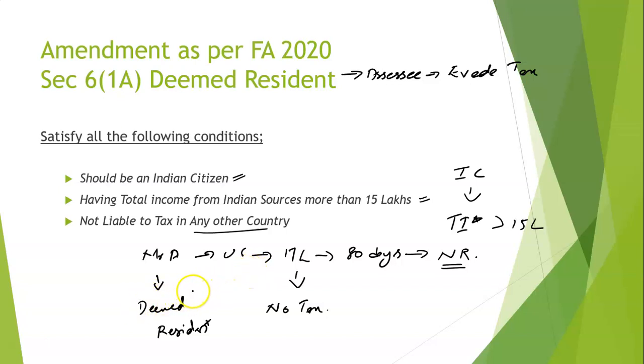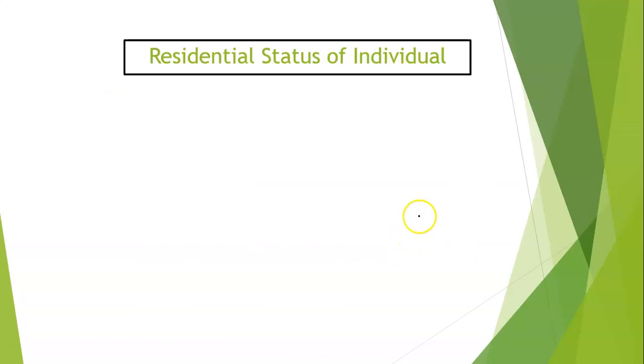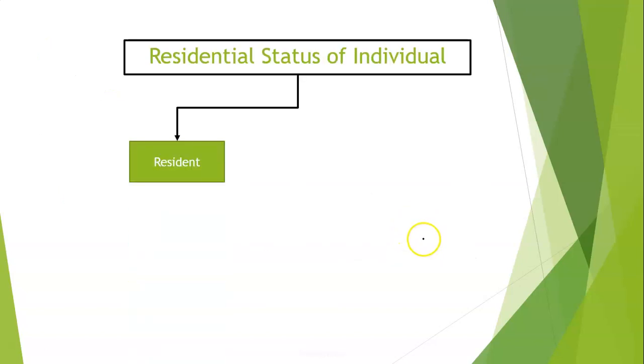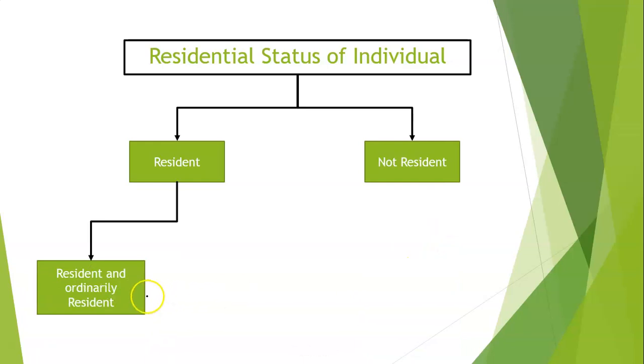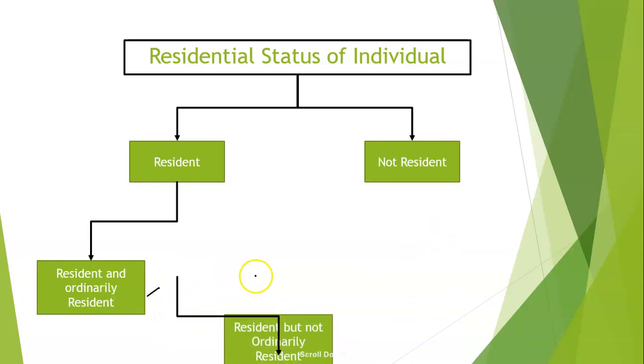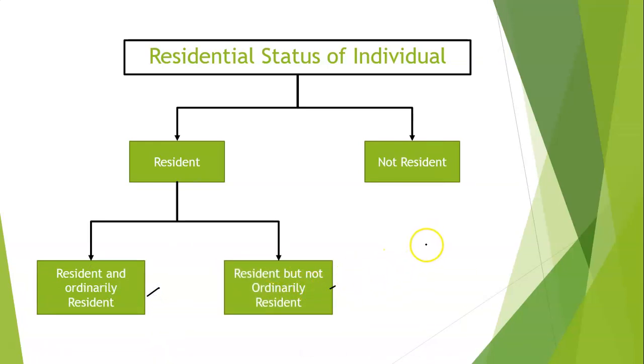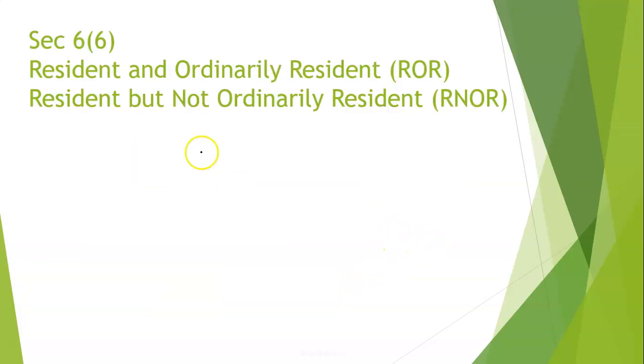Right. So we found out everything with respect to the determination of an assessee being a resident or not. Now let's see how we can find out whether a resident is a resident ROR, that is a resident ordinary resident, or resident but not ordinarily resident. Now for that we have section 6.6. For resident and non-resident we had section 6.1. For ROR and RNOR we have 6.6.